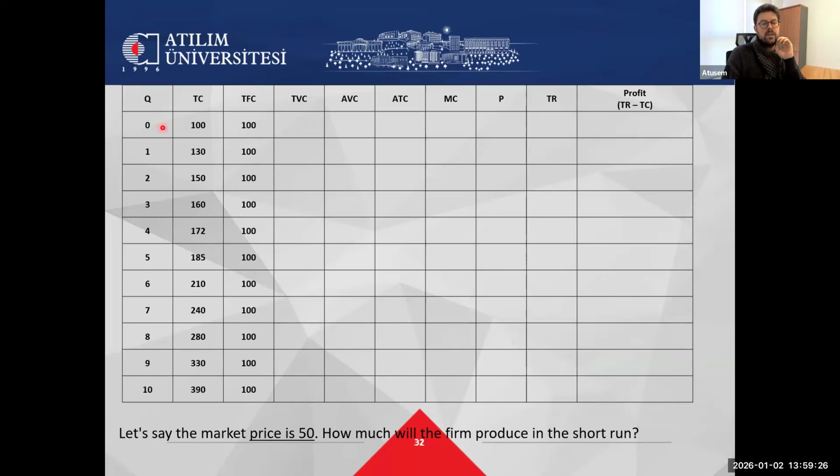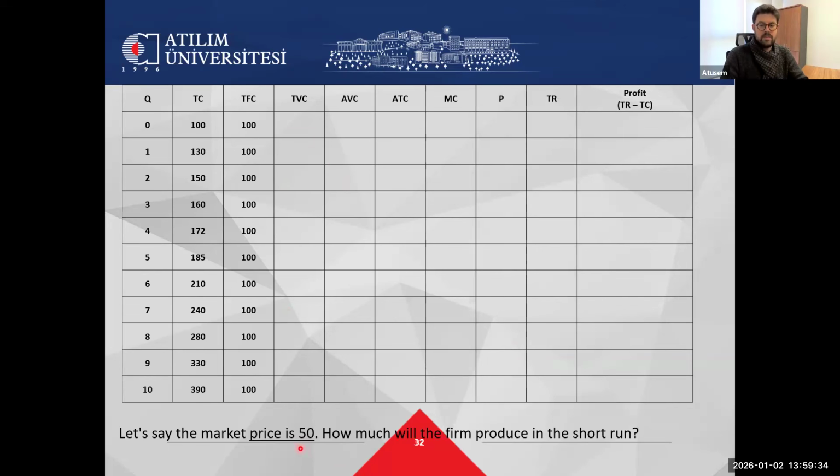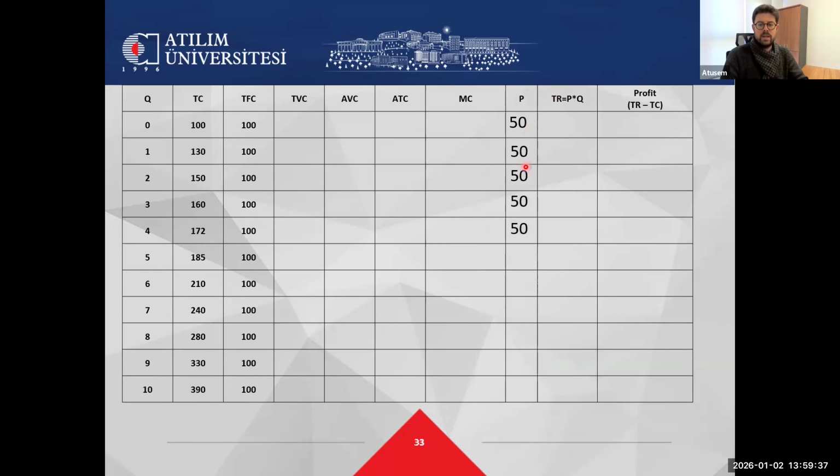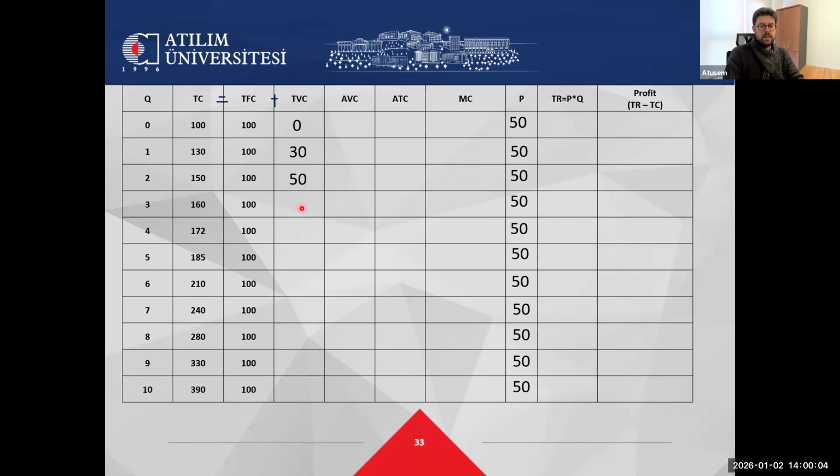In the zero level, total variable cost is 0, so this is 0. But before that, let's start with that one, 50. Price is 50. We cannot influence the price, so that is 50 everywhere. So I said when the quantity is 0, total variable cost is 0. Then we are able to find that part. Total cost equals total fixed cost plus variable cost. So 30, 50, 60 is going to be like that.